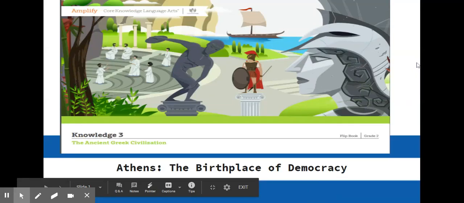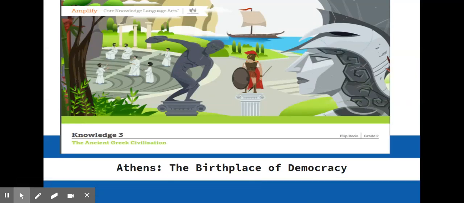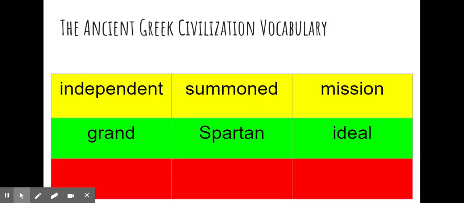Welcome to our Knowledge 3, our third unit, talking about the ancient Greek civilizations. And today we're going to continue talking about Athens. We now learned how Athens got its name and why they picked that place to live there. Now we're going to talk about some important contributions of Athens, and actually we're going to talk about three different components from our civilizations. And today's read aloud is titled Athens, the Birthplace of Democracy.